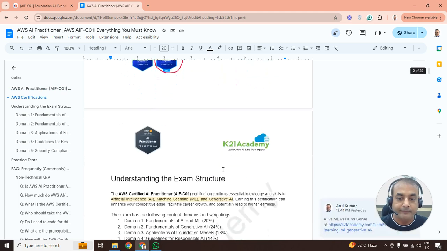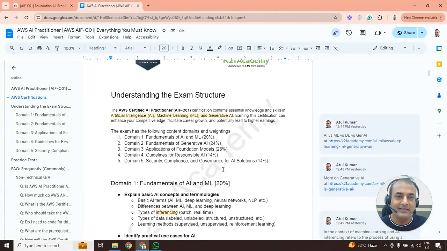Now, first and most important is understanding the exam structure. There are a total of 5 domains. The first one is the fundamentals of AI and machine learning, which consists of 20% of this certification.